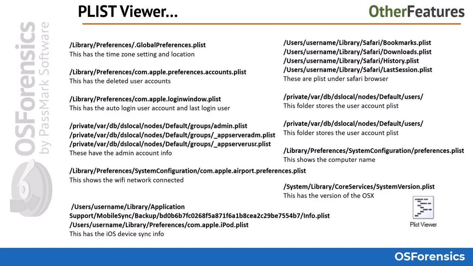The OSForensics plist viewer allows you to view the contents of plist or property list files, which are commonly used by OS X and iOS to store relevant settings and properties. plist files typically have the extension of .plist. The plist viewer within OSForensics is able to display both binary and XML formatted plist files. Here we see some examples of plist files and why they might be relevant in a case involving a Mac.